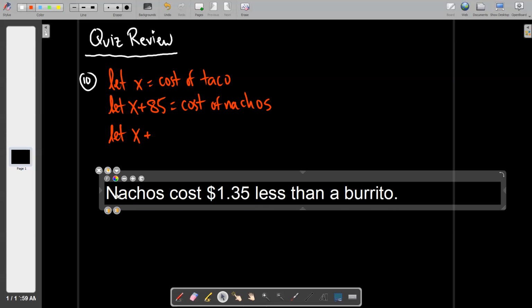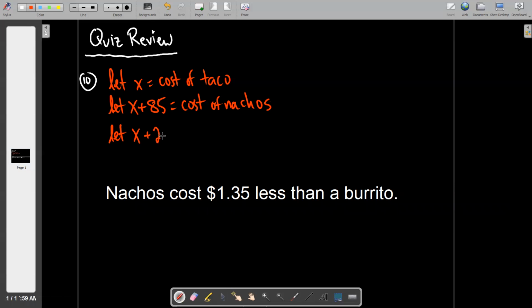Since the burrito costs $1.35 more than the nachos, and the nachos already cost 85 cents more than a taco, you're exactly right. We have to add 135 pennies to the cost of a nacho. That's going to take us to X plus 220 as the cost of the burrito. So not if, but when you see this problem or something very like it again tomorrow, scribbling out part of the sentence when you go to do the hard variable is probably a good idea, because it allows us to draw the relationship we need between one item and the other item. You came up with this on your own, right?